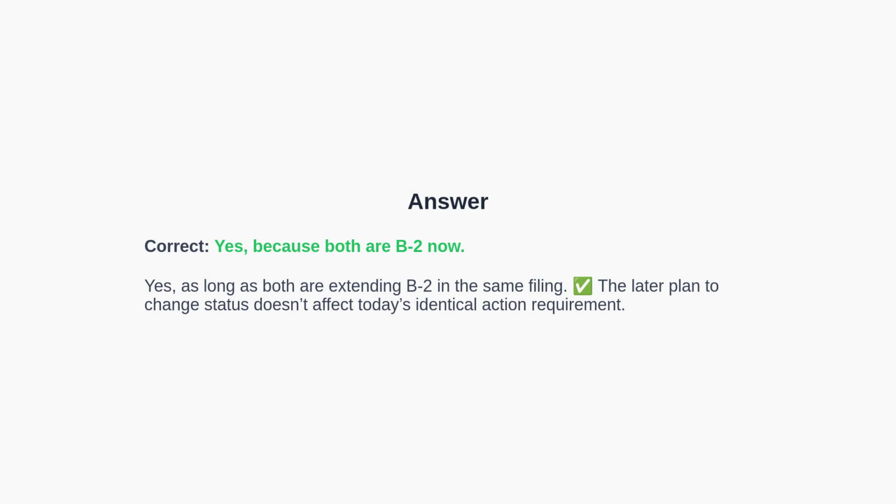The correct answer is yes, because both are B2 now. Since both are requesting the identical action of extending B2 status in the present filing, they can bundle the extension. A future plan to change status later does not affect the current identical action requirement.